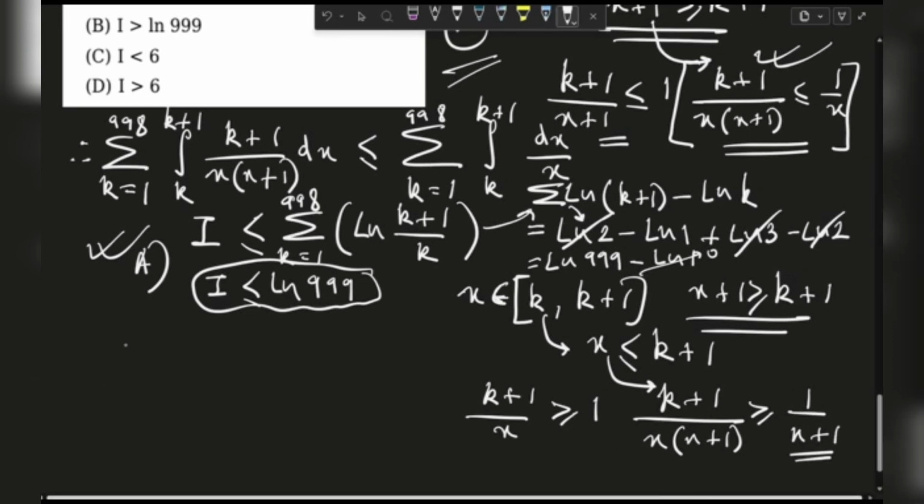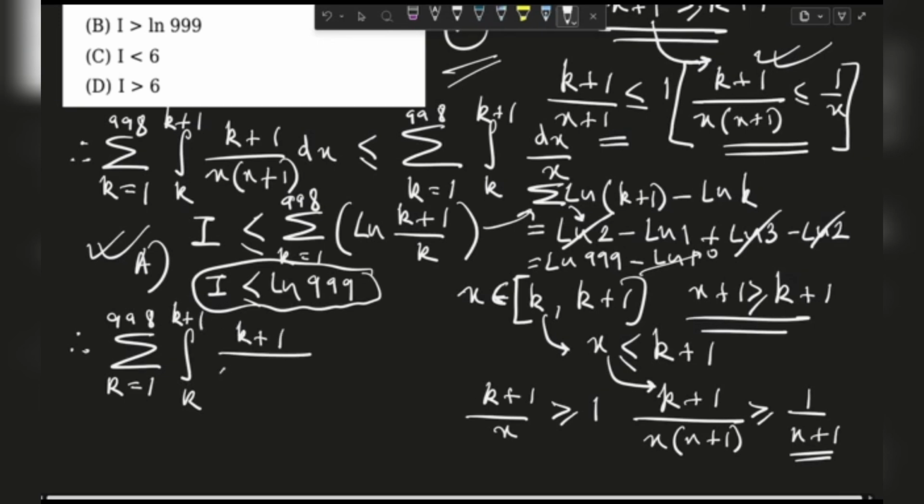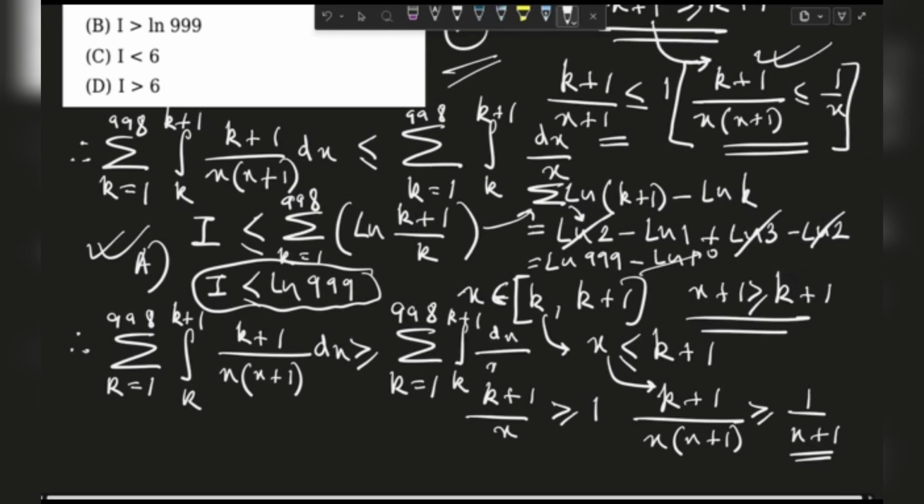No issues for that. So what we can write from here is sigma k equals 1 to 998, integral k to k plus 1, k plus 1 by x into x plus 1 dx is greater than or equal to sigma k equals 1 to 998, integral k to k plus 1, dx by x plus 1. This is it. We could have written this in one step also, I guess. That would have been more convenient rather than all this mess.